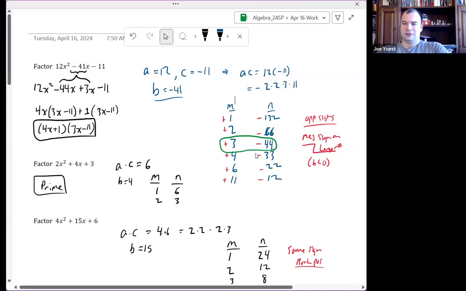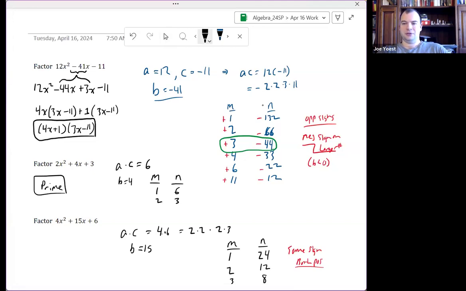If I set up my list m and n, m can be 1, which would make n 11 times 3 times 2 times 2, or 132. If I use one factor of 2 for the m, that leaves me with 2 times 3, or 6, times 11 is 66. 3 times 44, 4 times 33, 6 times 22, and 11 times 12.